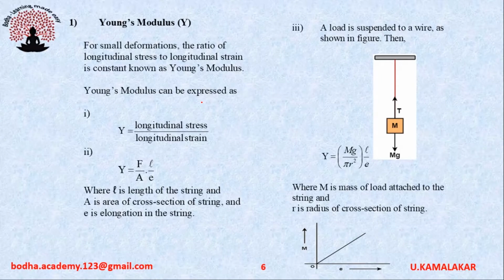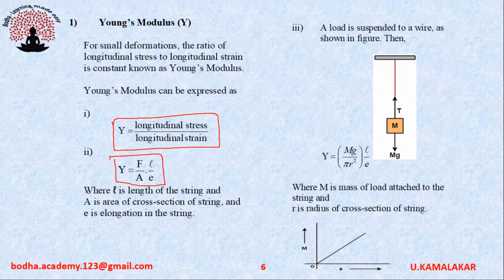Young's modulus. For small deformation, the ratio of longitudinal stress to longitudinal strain is a constant known as Young's modulus. That is, Young's modulus is equal to longitudinal stress by longitudinal strain, or can also be expressed as Y is equal to F by A into L by e, where L is length of string, A is area of cross section of the string, and e is elongation in string.